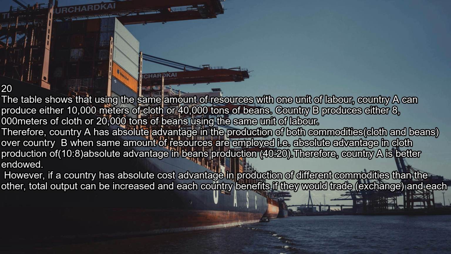Therefore, country A has absolute advantage in the production of both commodities, cloth and beans, over country B when the same amount of resources are employed, i.e. absolute advantage in cloth production, 10,000 over 8,000, and absolute advantage in beans production, 40,000 over 20,000. Therefore, country A is better endowed. However, if countries have absolute cost advantage in production of different commodities, total output can be increased and each country benefits if there were trade exchange.